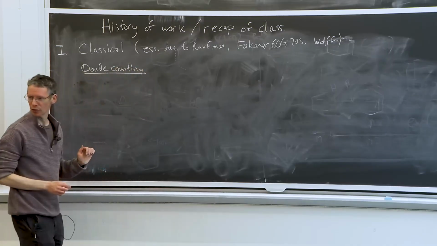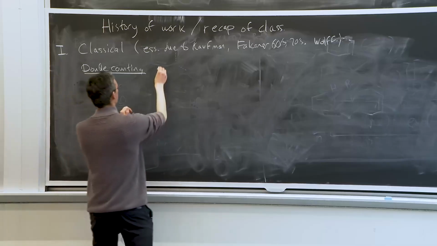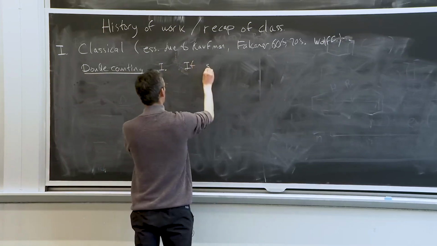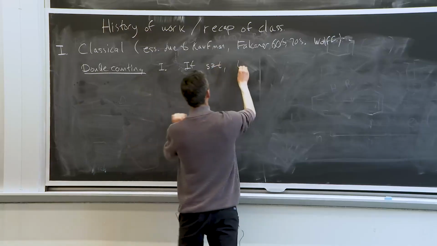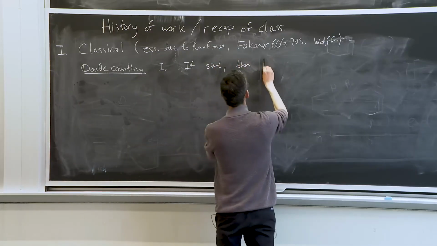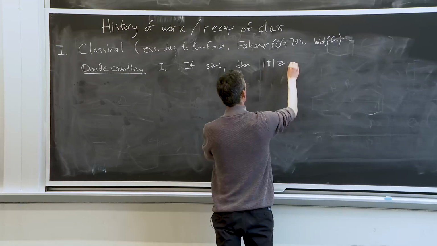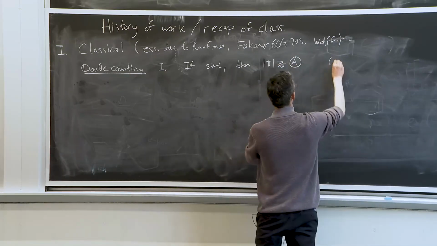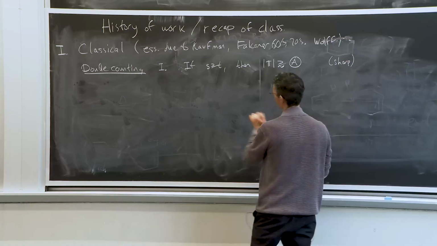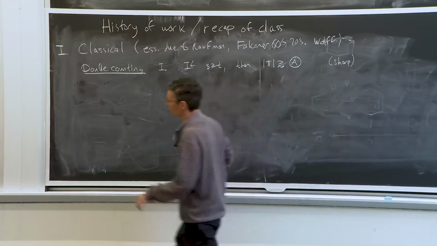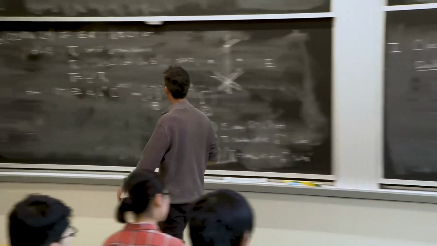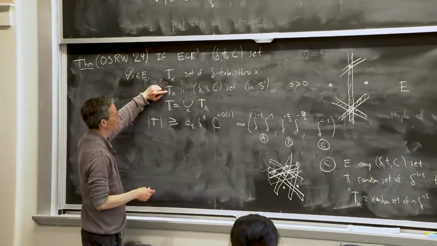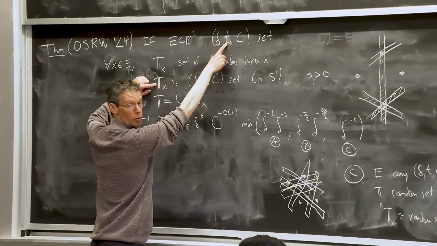There are actually two slightly different ways of doing double counting, and I'll tell you what they give. The first way gives that if S is at least T, then the number of tubes is at least option A. And this is sharp. OK, so let's think about what it means. S is at least t. That means that the number of directions through each point is bigger than the number of points.